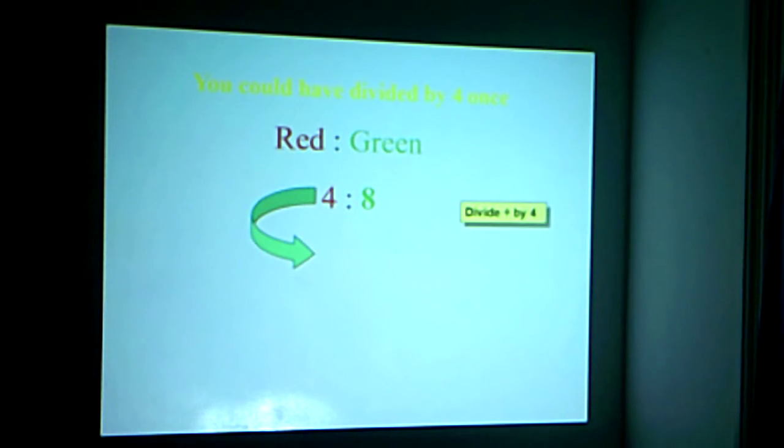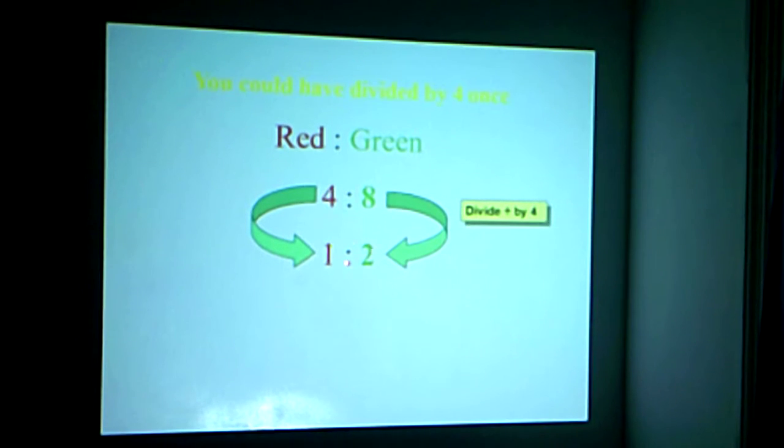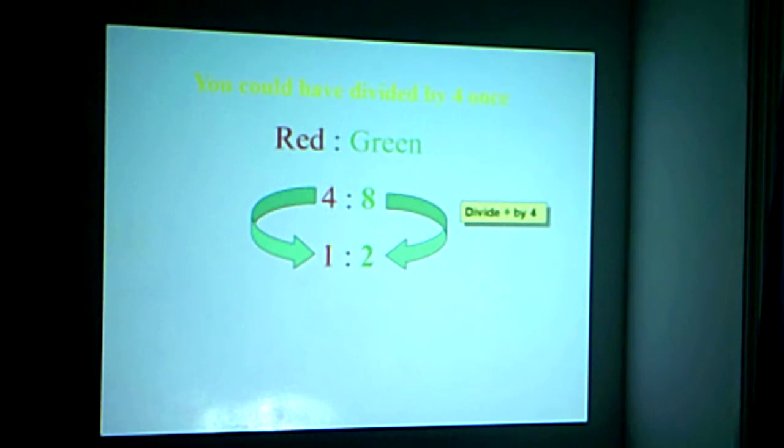You could have divided by 4 at once. So we could have done divide by 4. 4 into 4, 1. 4 into 8, 2. So we get 1 to 2, the same answer. Whether you do it stage by stage or you do it once, it all depends on your ability to do it as quickly as you can.